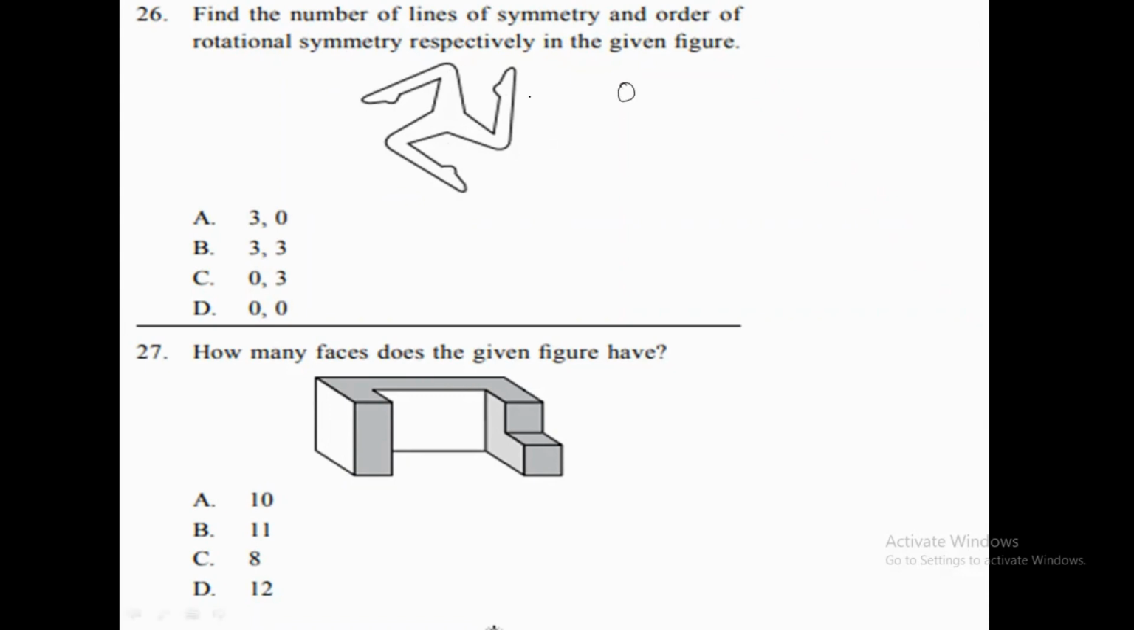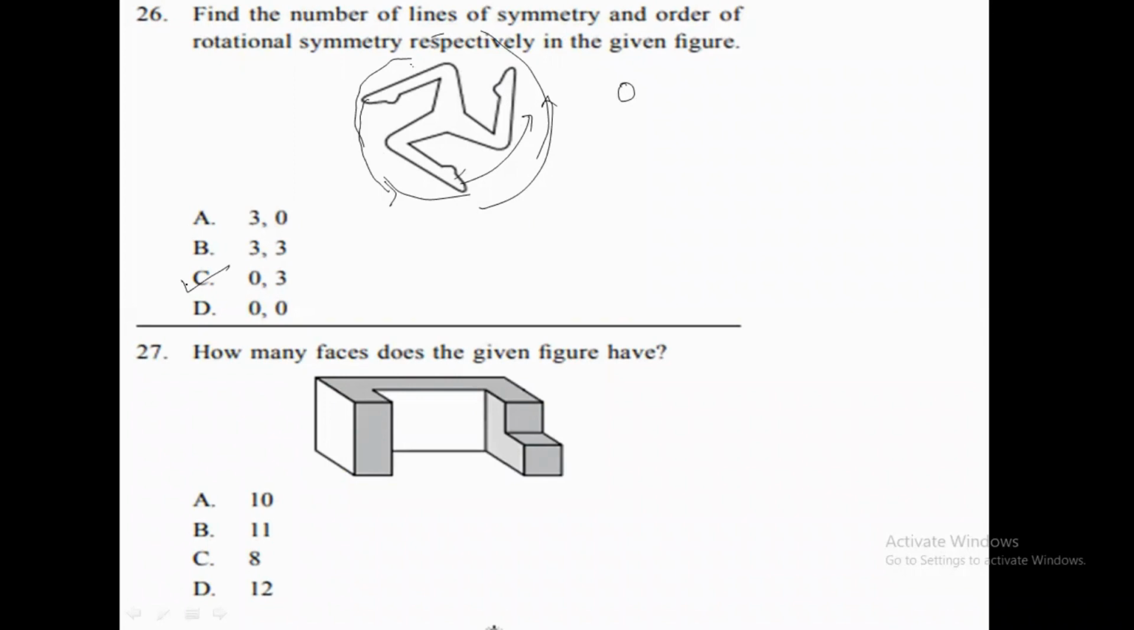Now we need to find the order of rotational symmetry. It means how many times we rotate it until a similar figure appears. If we rotate it the first time, this leg will be here and this leg will be there. The second time we rotate it, this leg will move there, and whatever leg comes here now will move there. If we rotate a third time, we get exactly the same figure as this one. So the correct answer is option C, which is 0 and 3.